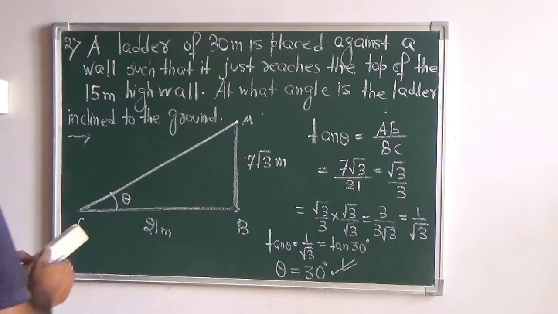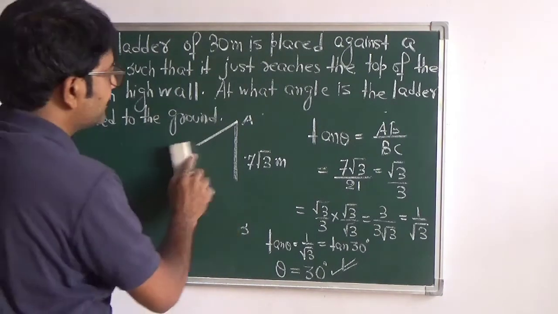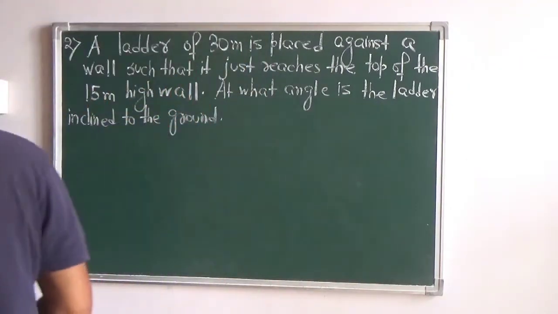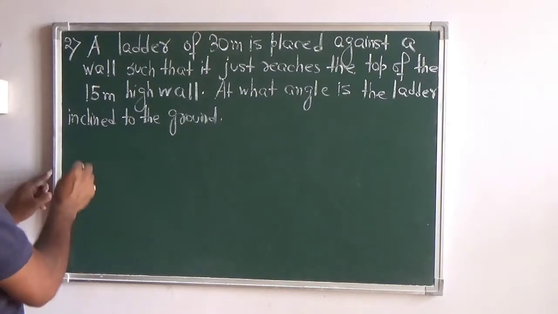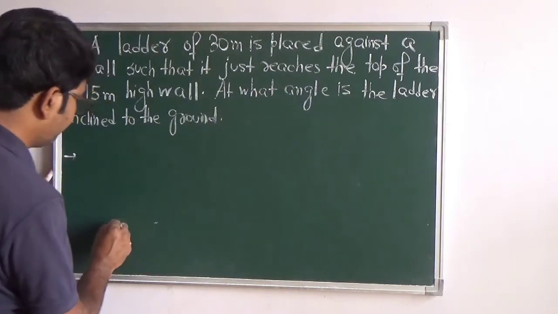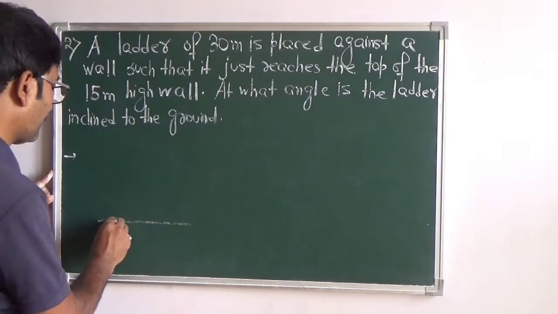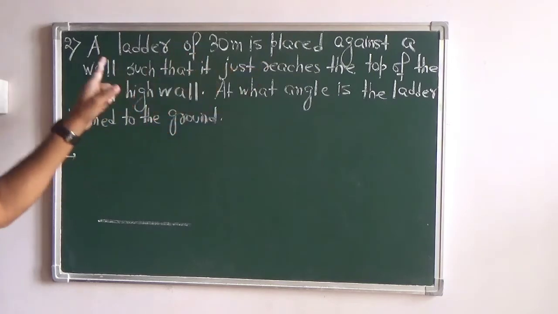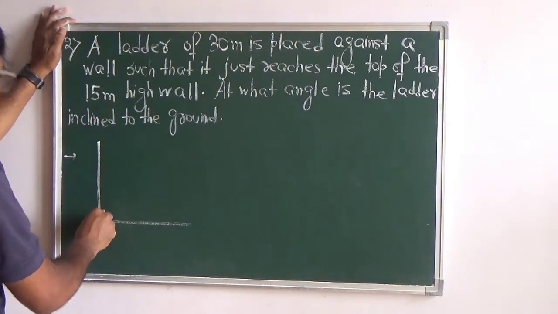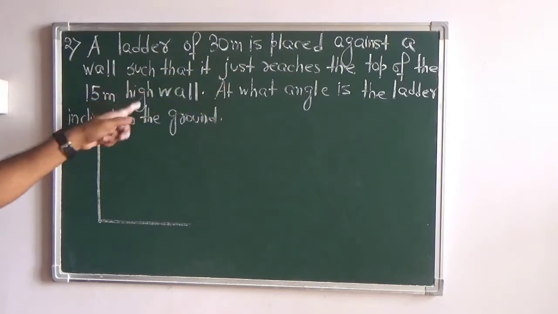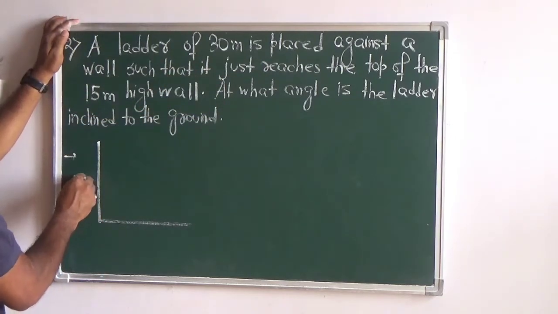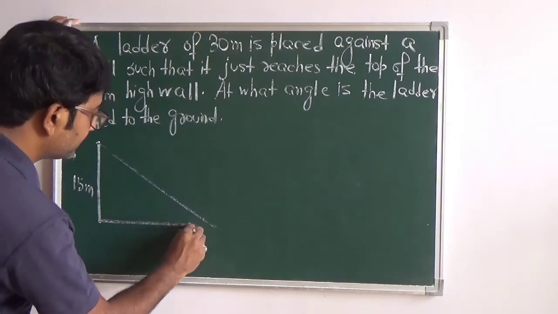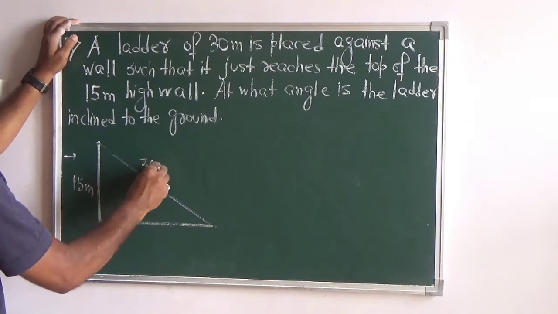This diagram will do, but then again I will do it right from the beginning so that you can understand it clearly. First of all, as I told you, the ground is a must. So let us draw the horizontal. A ladder of 30 meter is placed. The length of the ladder is 30 meter, placed against a wall. So this is the wall, such that it reaches just the top of the 15-meter high wall. This is the wall whose height is 15 meters, and this is the ladder whose length is 30 meters.